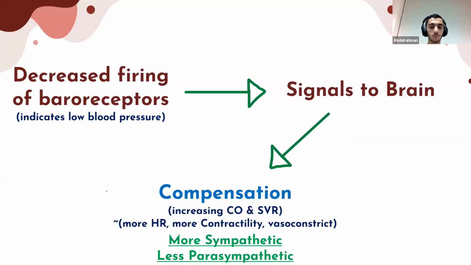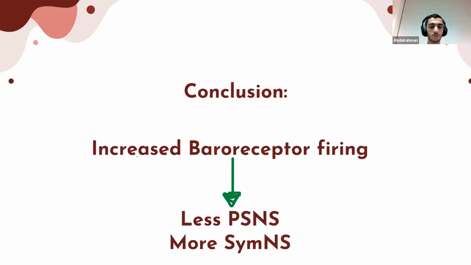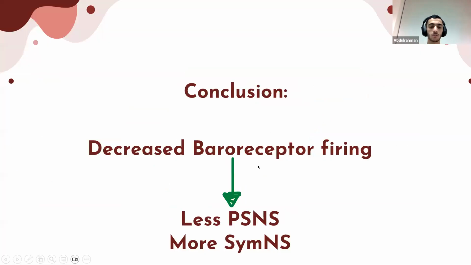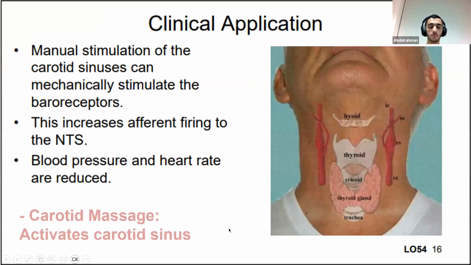Less firing. Oh, oops, this should have been decreased. One second, my bad. All right. So less baroreceptor firing, less parasympathetic. All clear, you guys?